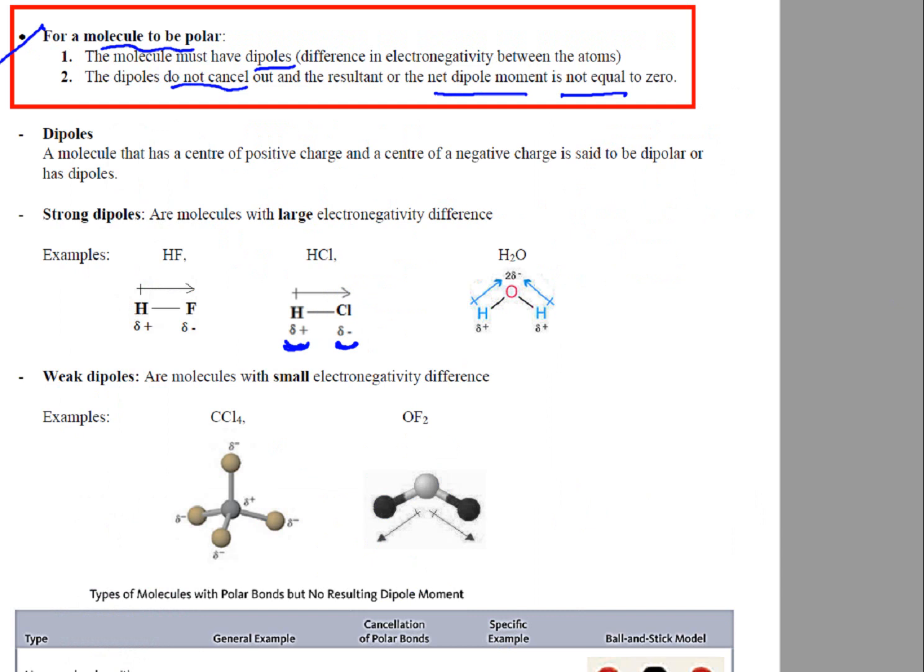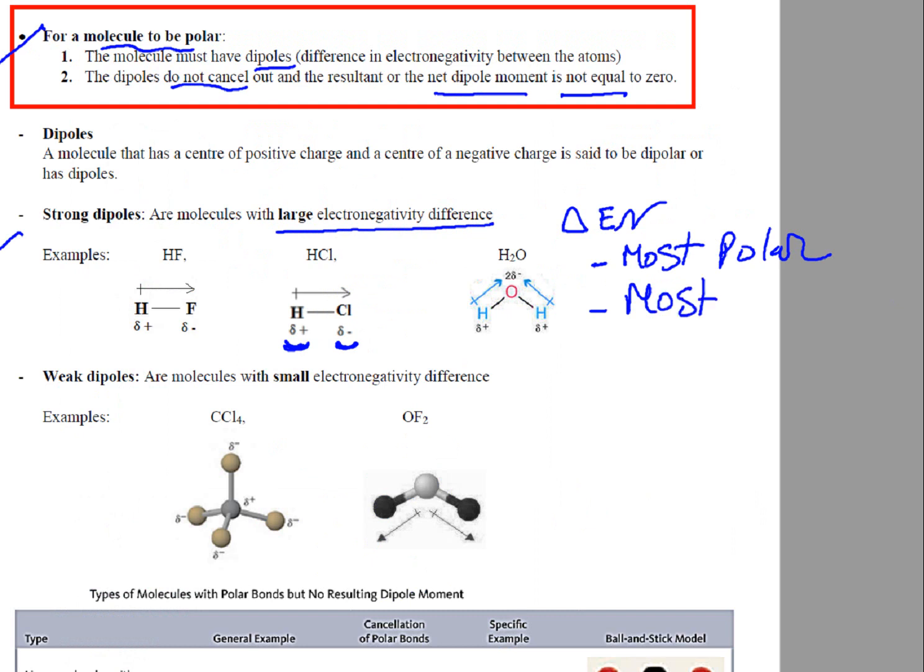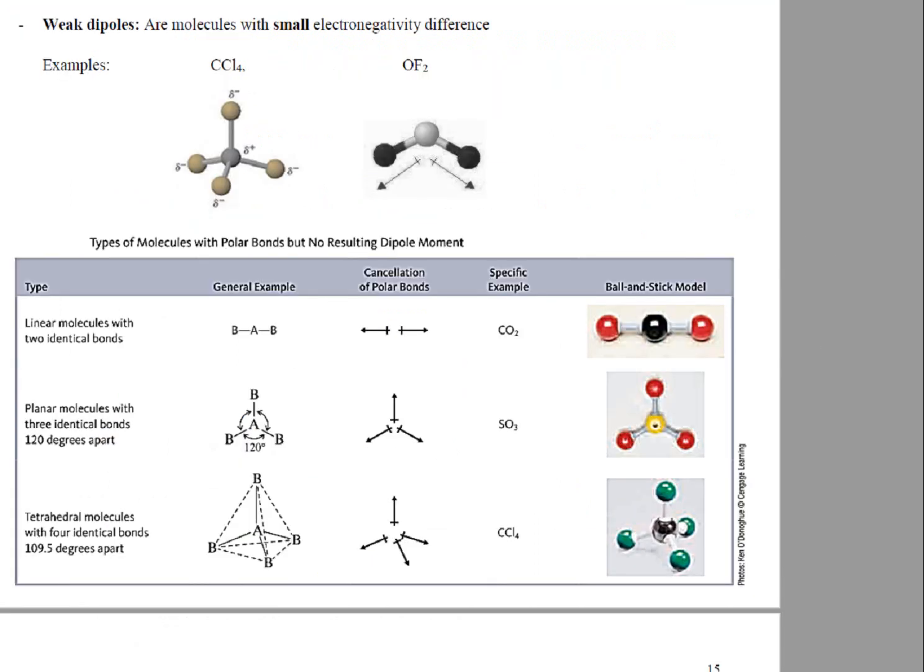Some dipoles are strong, some dipoles are weak. Strong and weak depend on the difference in electronegativity. A high difference in electronegativity makes the molecule, we can say in the exam, most polar or most ionic or strong dipole. They all have the same meaning. When the difference in electronegativity is small, we can say we have a weak dipole.